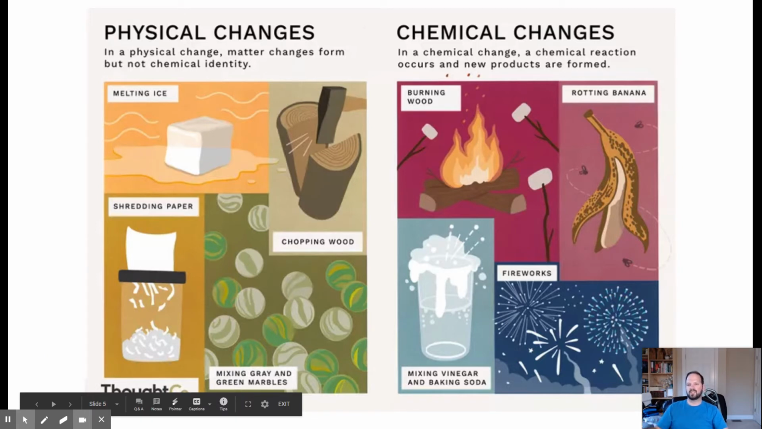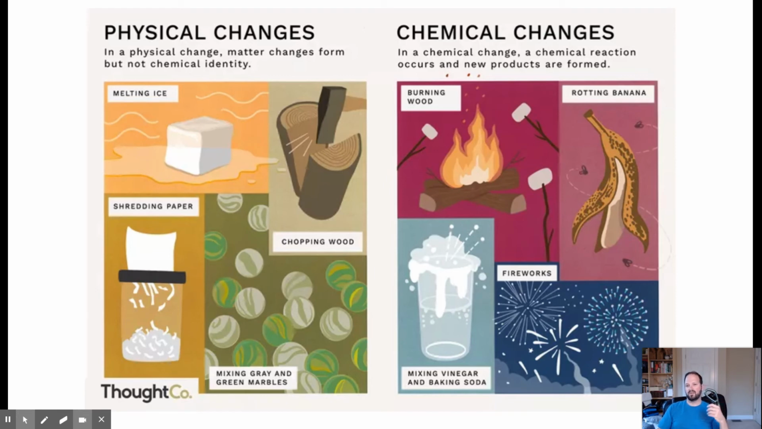All right, so we got a bunch of examples here. Melting, chopping, shredding, mixing, it's all the same stuff before and after. It's made of the same material. Whereas burning is different now. It can't be burned again. Rotting bananas, it's not made of the same material before and after. The fungus ate the stuff and pooped it out, or the bacteria ate the stuff and pooped it out, or the flies ate the stuff and pooped it out. It's different.